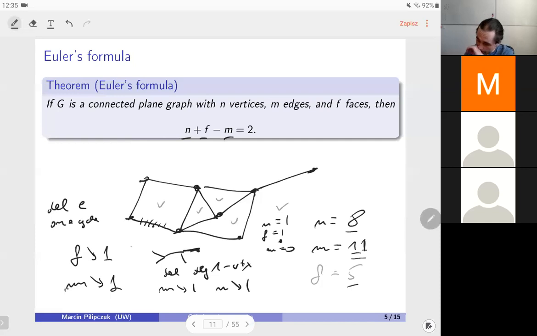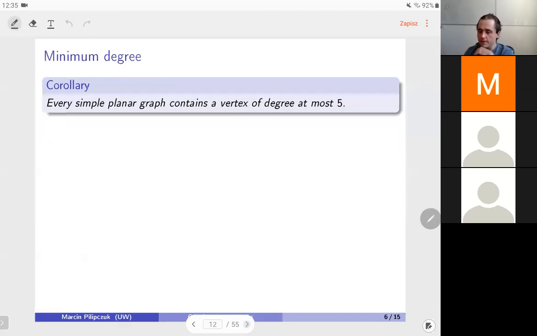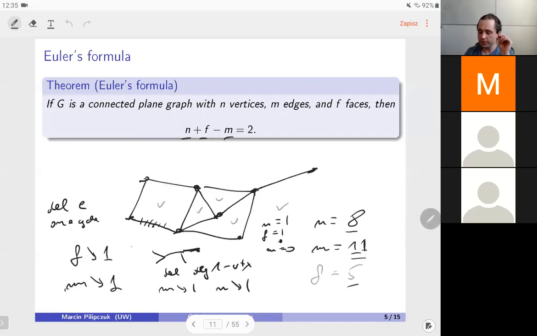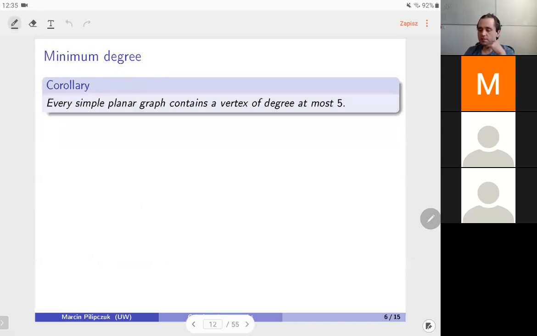Now let's go to the first corollary of Euler's formula, namely that if you have a planar graph which is a simple graph, then... Euler's formula also works if you have multiple edges. You just wipe out one of these edges, and the number of edges and faces decreases by 1, because you treat the region in between also as a face. But if you look at a planar graph that doesn't contain multiple edges and loops, so a simple planar graph, then the minimum degree needs to be at most 5.